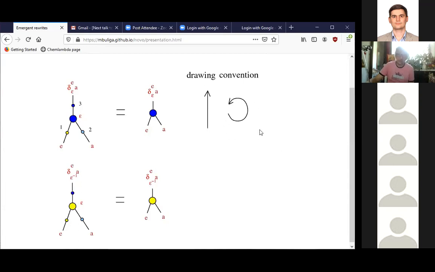And I take this, this shows what is up and what is the circular order of the ports, and this corresponds.